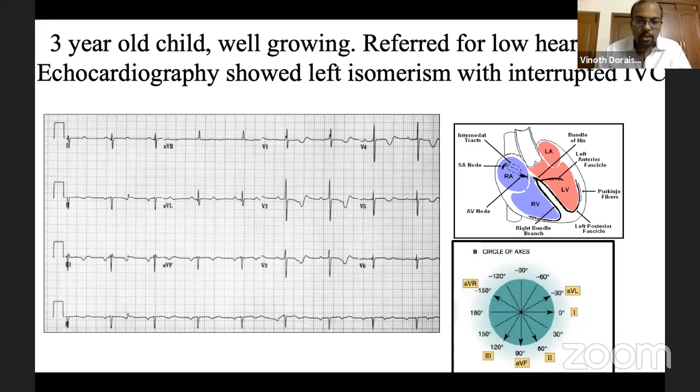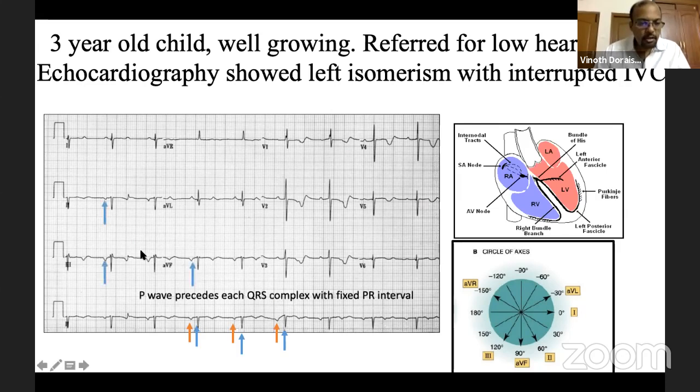First, we want to know, is it a sinus rhythm or not? So now we know each P wave is followed by a QRS complex with a fixed PR interval. Now we have to calculate the axis. Okay. Now the P wave is positive in lead 1, but it is negative in AVF and negative in lead 2. So definitely it is not a sinus rhythm.